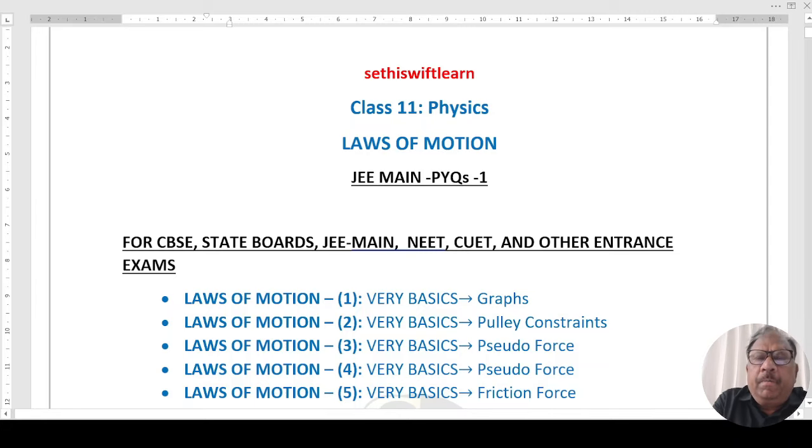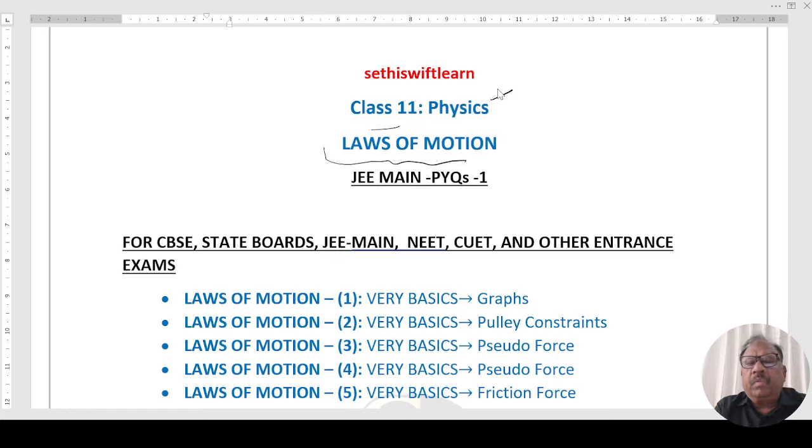Hello students, in today's session of laws of motion, class 11 physics, further basic concepts will be cleared through illustrations. Illustrations are taken from JEE Main previous year questions.